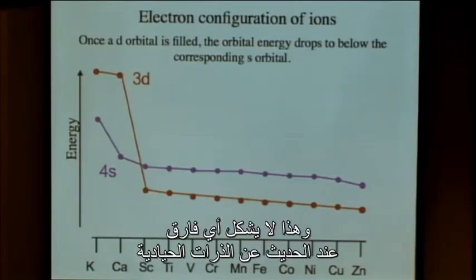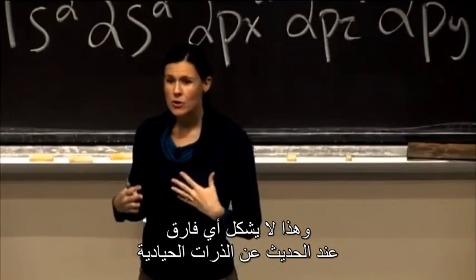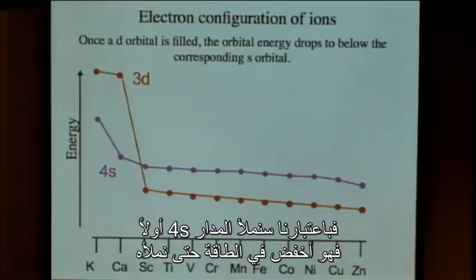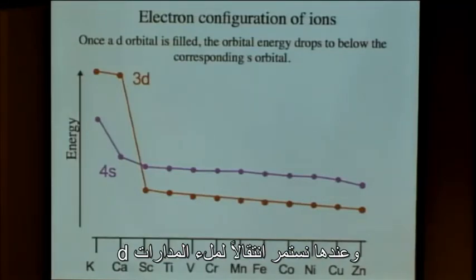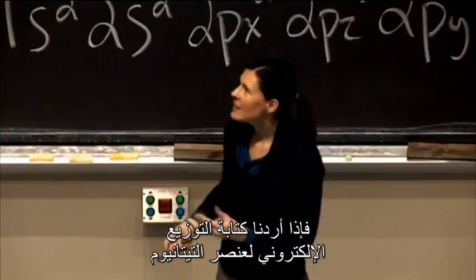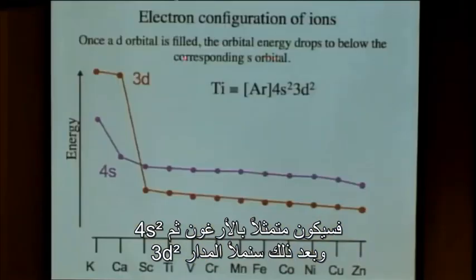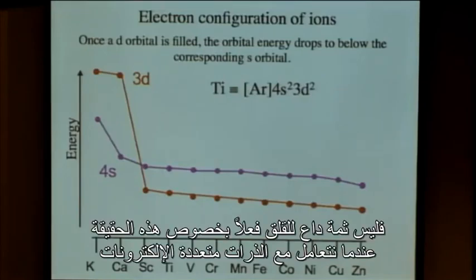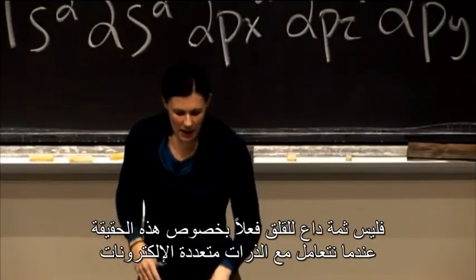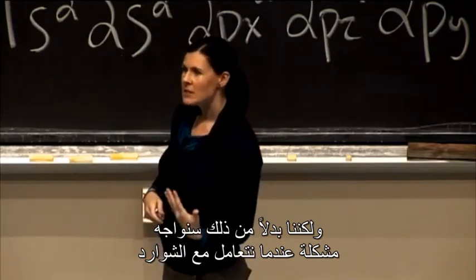That doesn't make a difference for us when we're talking about neutral atoms, because we would fill up the 4s first, because that's lower in energy until we fill it, and then we just keep going with the d orbitals. For example, if we needed to figure out the electron configuration for titanium, it would just be argon, then 4s2, and then we would fill in the 3d2. So we don't have to worry about this fact anytime we're dealing with neutrals. The problem comes when instead we're dealing with ions.